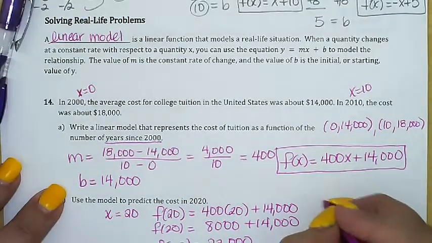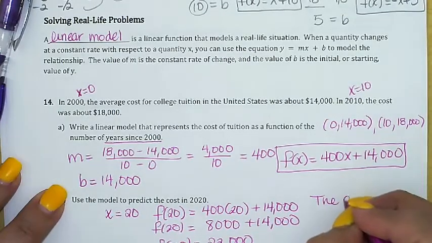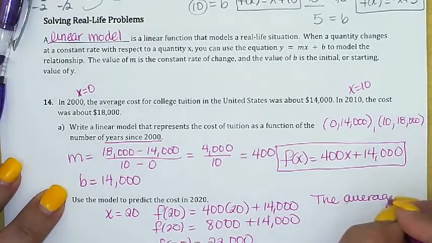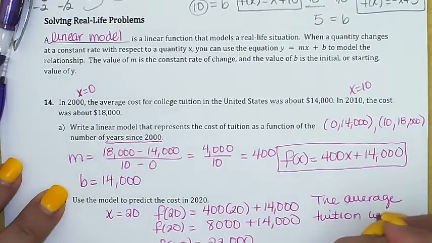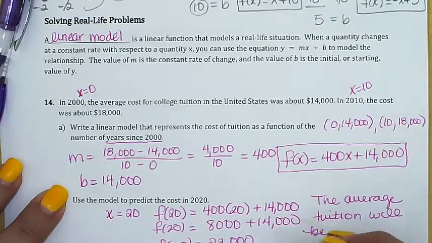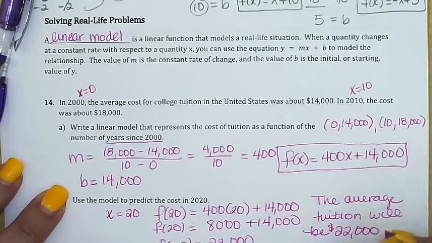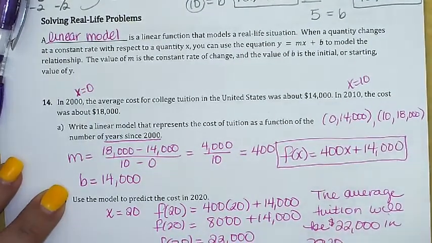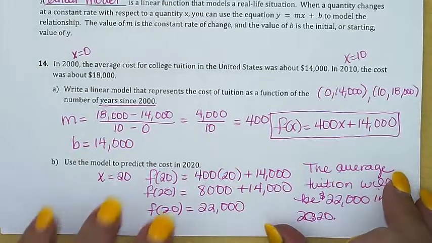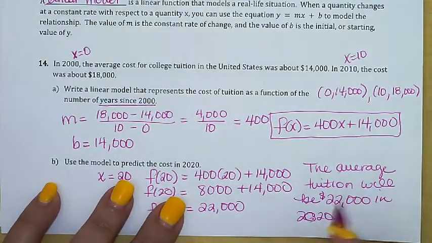So the average tuition will be $22,000 in 2020. Oop, can barely write that. There he goes. Okay, so the average tuition will be $22,000 in the year 2020. Okay, so that's using our linear model to predict real life situations.